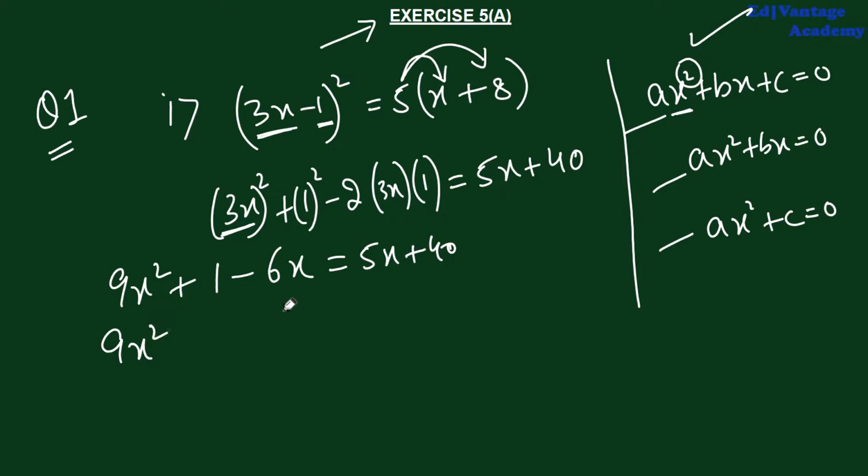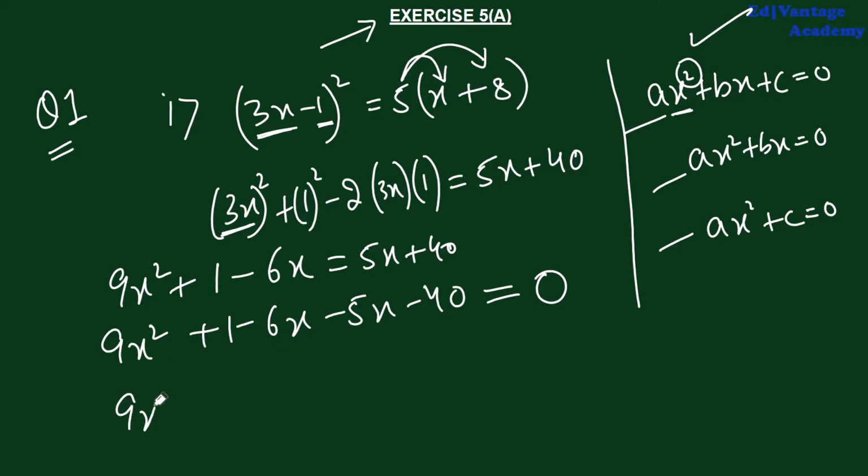So I'll take 9x square plus 1 minus 6x minus 5x minus 40, as I took 5x and 40 to the left side, so they were positive, they became negative, and what is remaining on the right side? 0. So let us add or subtract like terms. There is no other x square term, so 9x square is just like that. Next I'll find the x terms here. It's minus 6 minus 5, it will be minus 11x, plus 1 minus 40 are like terms, so plus 1 minus 40 is minus 39 is equal to 0.